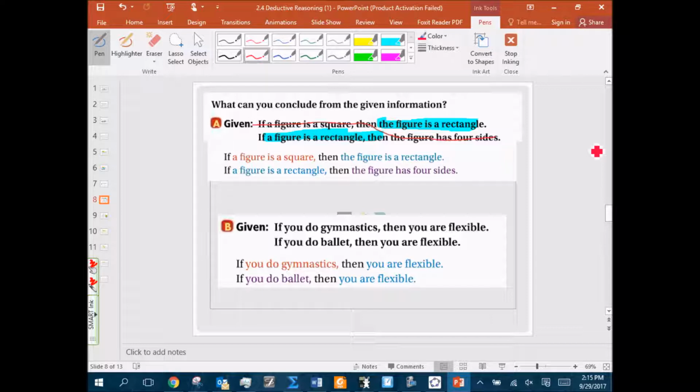Okay, the bottom one. Think about this. Last class had some issues with this, so make sure you pay attention. It says, if you do gymnastics, then you are flexible. So I'm going to take the flexible part, that phrase right there. And I'm going to ask, in the second conditional where it says, if you do ballet, then you are flexible, do the two things that I have underlined match? No. They are not word for word the same idea. So in that form, no conclusion.